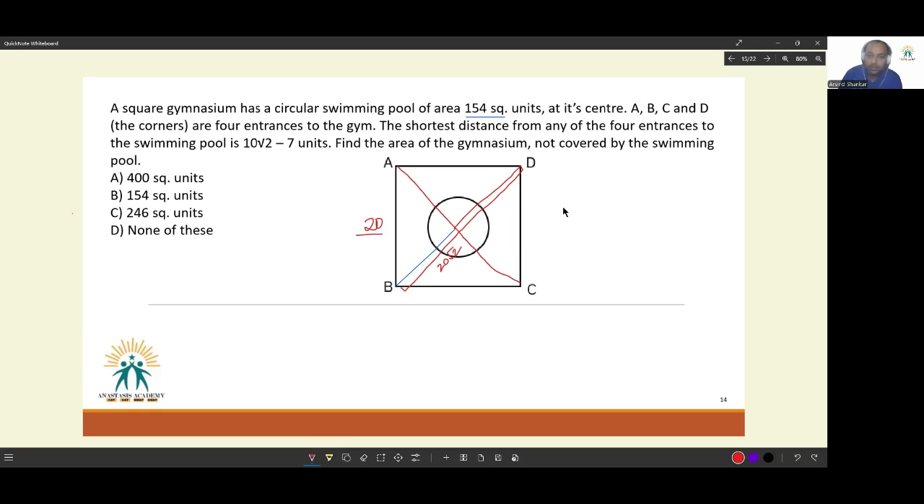So what the question is asking of us, again, find the area of the gymnasium not covered by the swimming pool. It is simply going to be 20 square minus 22 by 7 into 7 square. Area of the square minus area of the circle. We get 400 minus 154, or the final answer is 246. Option C should be the answer here.